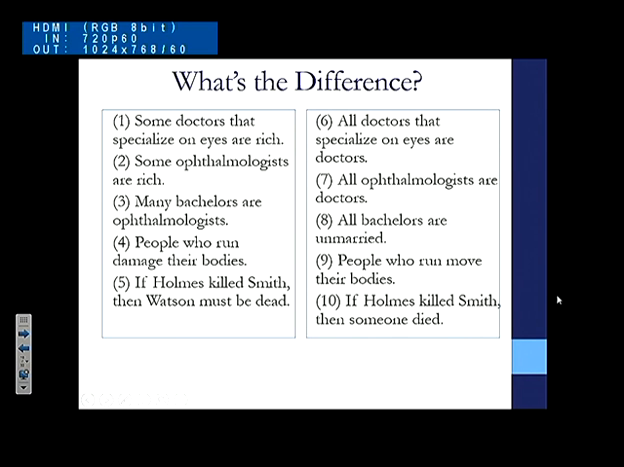But what about 6? What do you have to do to figure that out? All doctors that specialize on eyes are doctors. All right, good. 6 is true. Do you have to Google anything to figure out whether or not 6 is true? Do you have to find an eye doctor somewhere? No, you just have to understand the statement. If you understand the statement, you're in a position to see that it is true. That's kind of cool, right?